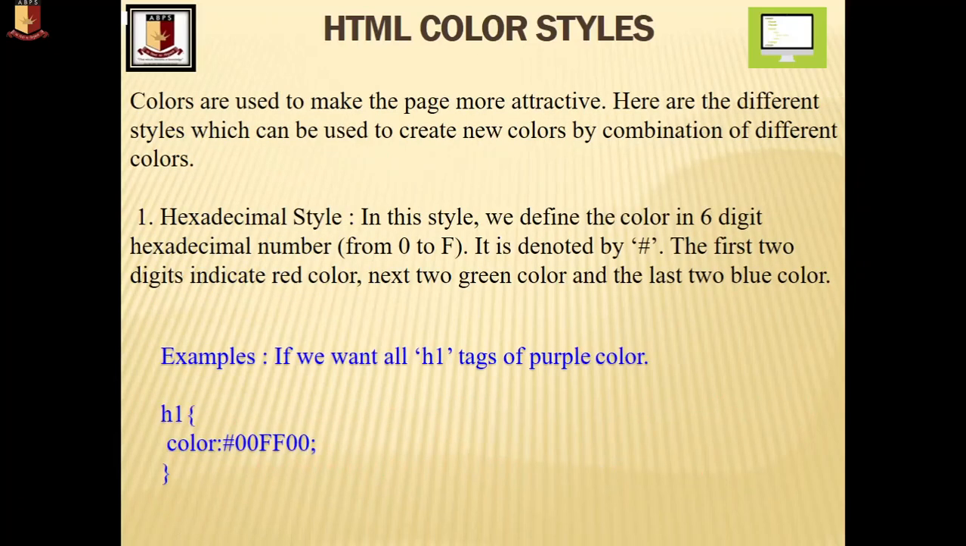So let's move. First, colors are used to make the page more attractive. Here are the different styles which we use to create new colors by combination of different colors. You already know the different combinations. Hope your art teachers taught you that when you mix different colors, that mixture produces a new color. Okay, just like that. So first one is the hexadecimal. Like this, in code form we have to write. In this style, we define the color in a 6-digit hexadecimal number from 0 to F like this.